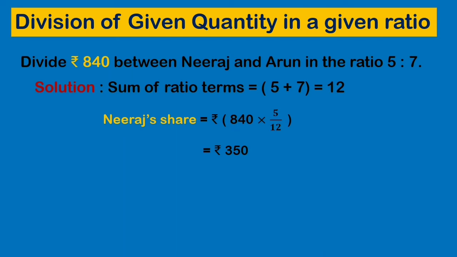Similarly, we will find the Arun's share. Arun's share equals to rupees 840 multiplied by 7 and divided by sum of ratio terms, means 12, which is equals to rupees 490. So Arun's share equals to 490 rupees.